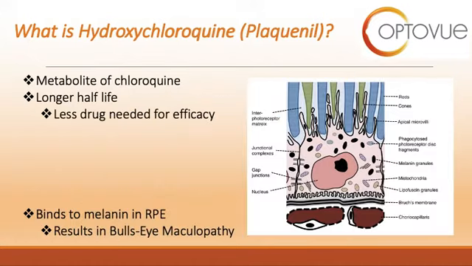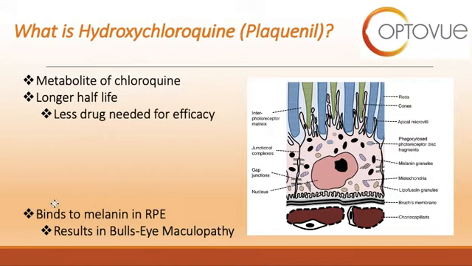Hydroxychloroquine is a metabolite of chloroquine. However, it is a more effective and safer medication. It's more effective because it has a longer half-life, thus it requires less drug to be efficacious. The mode of action requires that it binds to melanin in the retinal pigment epithelium. That is why clinically we see the manifestation of bullseye maculopathy.